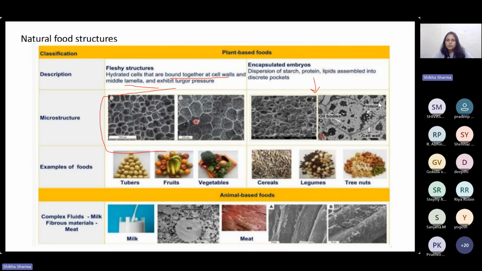So this is the protein, this is the cell wall. Inside that protein is there, oil bodies are there. So dispersion of starch, proteins, lipids into the discrete pockets. So these are basically examples of the natural structural elements inside food. If we do FESEM images of that food product, we can see these kinds of structures.